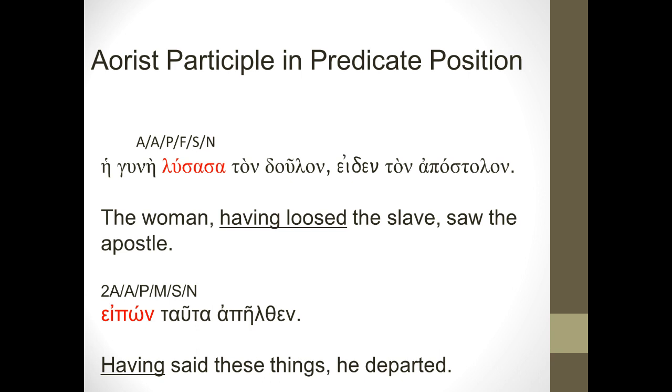Let's look at the next one here. Eipon is your second aorist active participle, masculine singular nominative. Eipon tauta apelthen. Having said these things, he departed.